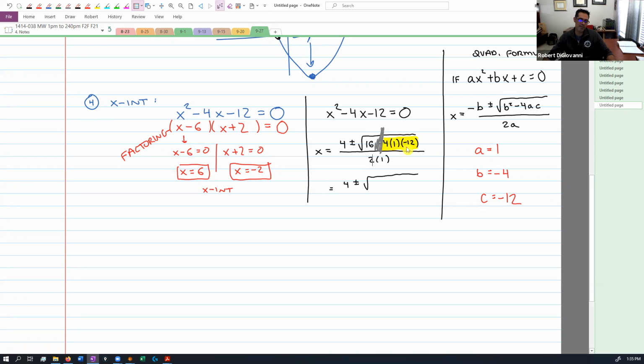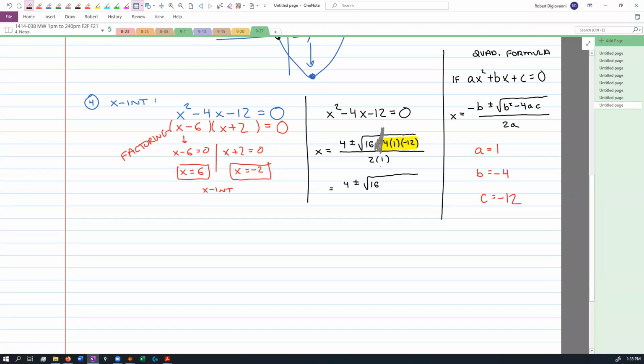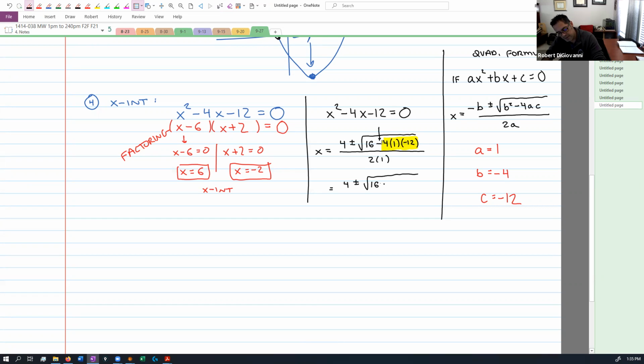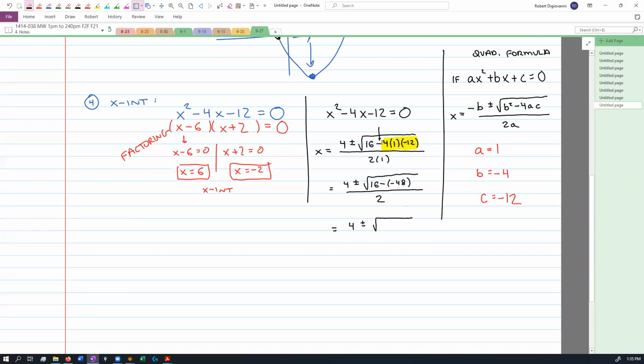What's 4 times 1 times negative 12? So 4 times 1 times negative 12 should give you what? Negative 48, right? Now, we had a minus sign in front. So it's going to be 16 minus negative 48, and then all over 2 times 1, which is 2. 16 minus minus is plus. So 16 plus 48 gives us 64? I think so, yeah.